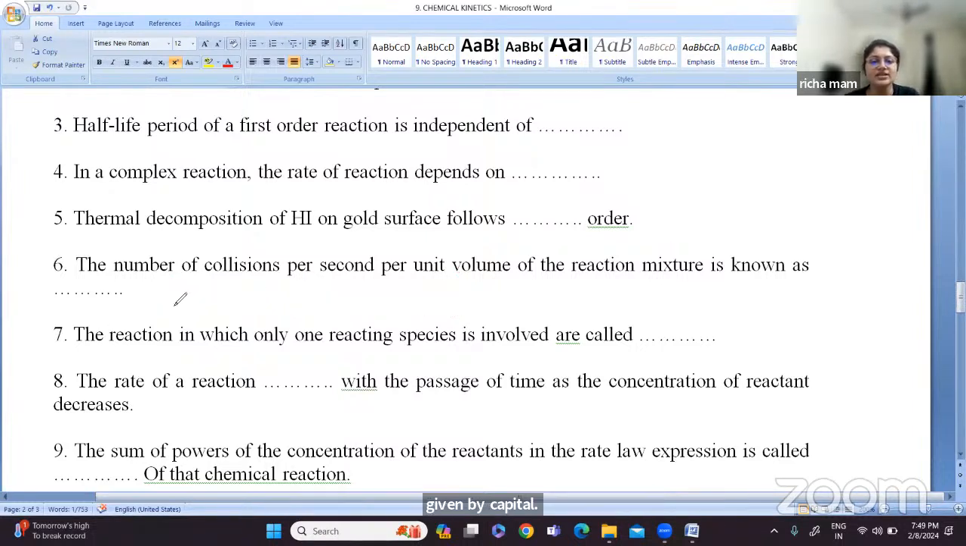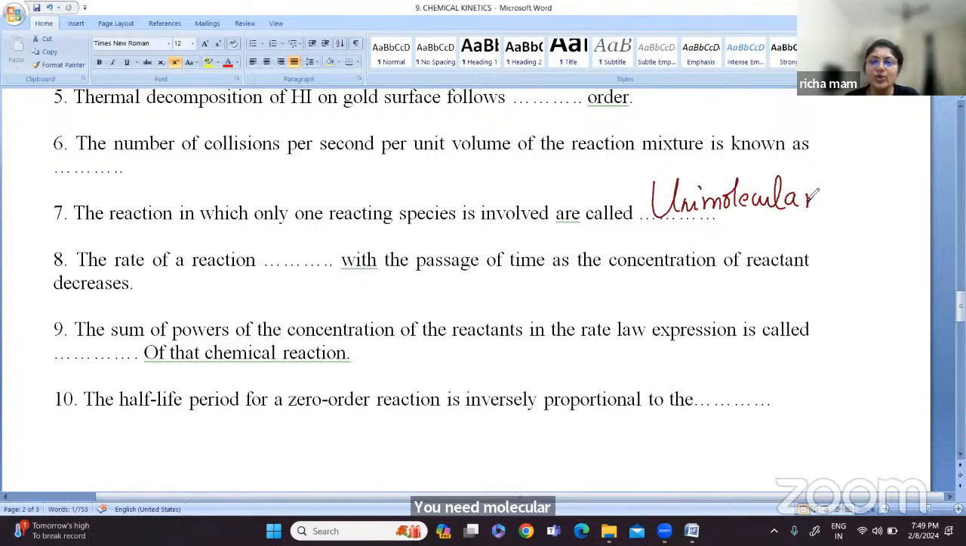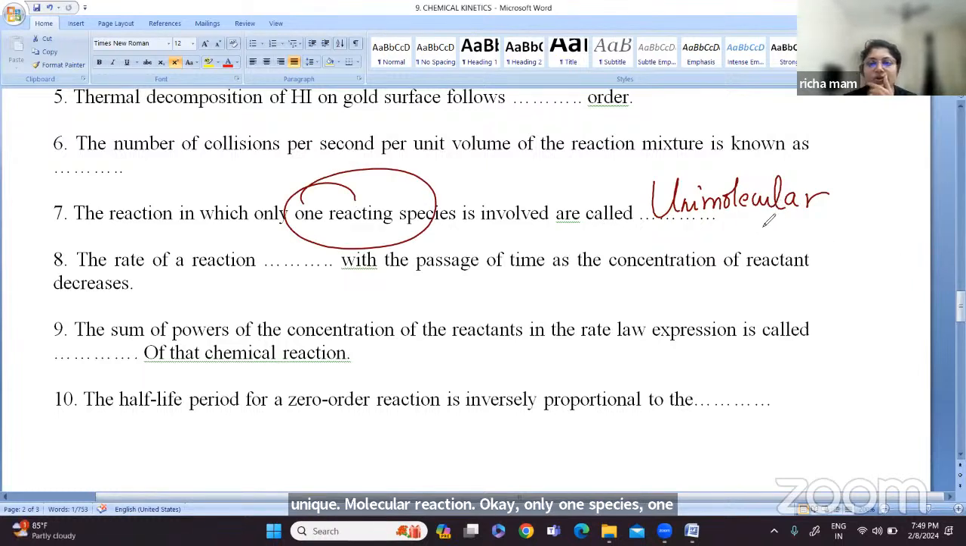Next question, the reactions in which only one reacting species is involved are called. What are they called? They are called unimolecular reactions. Only one reacting species is involved, then they are called what? Unimolecular reaction.